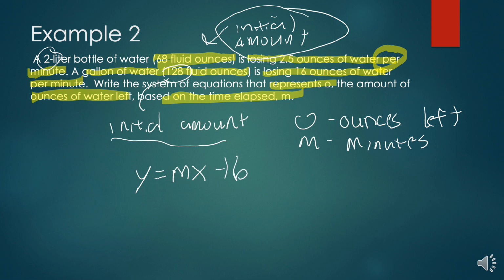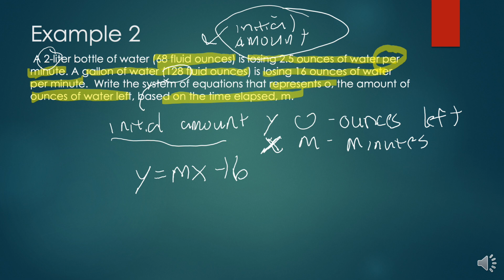Now, just to be safe, you got to remember which one's your x and which one's your y. So minutes or time is going to be my independent variable or represents my domain. So this is actually going to be my x, while the ounces left is going to be my y. So it's always important to determine which one's your x and which one's your y. Since it's minutes that are constantly changing and it determines the amount of ounces left, then minutes is your x.